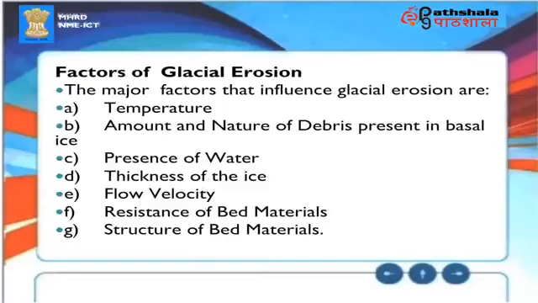Factors of glacial erosion. The major factors that influence glacial erosion are temperature, amount and nature of debris present in basal ice, presence of water, thickness of the ice, flow velocity, resistance of bed materials, and structure of bed materials.